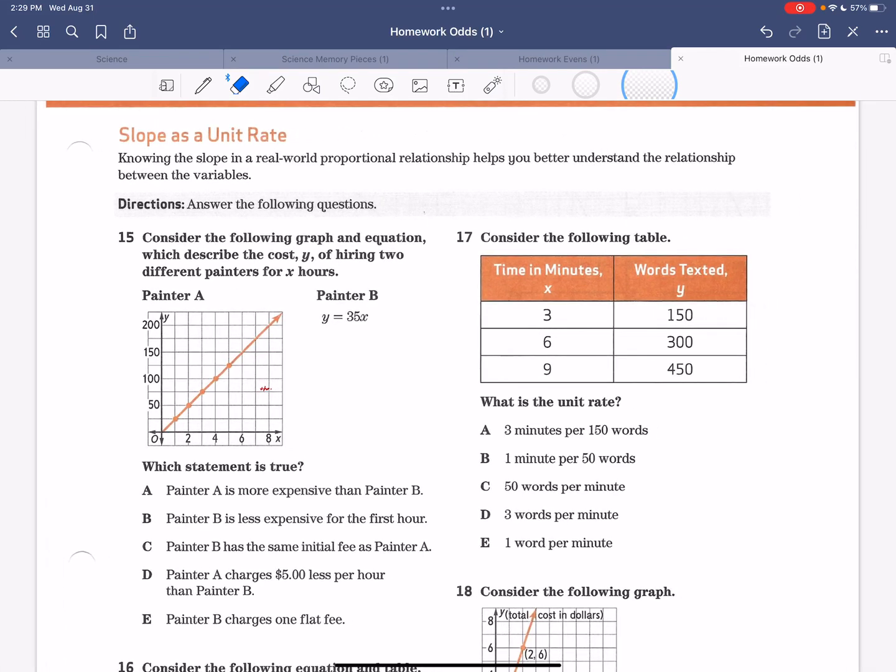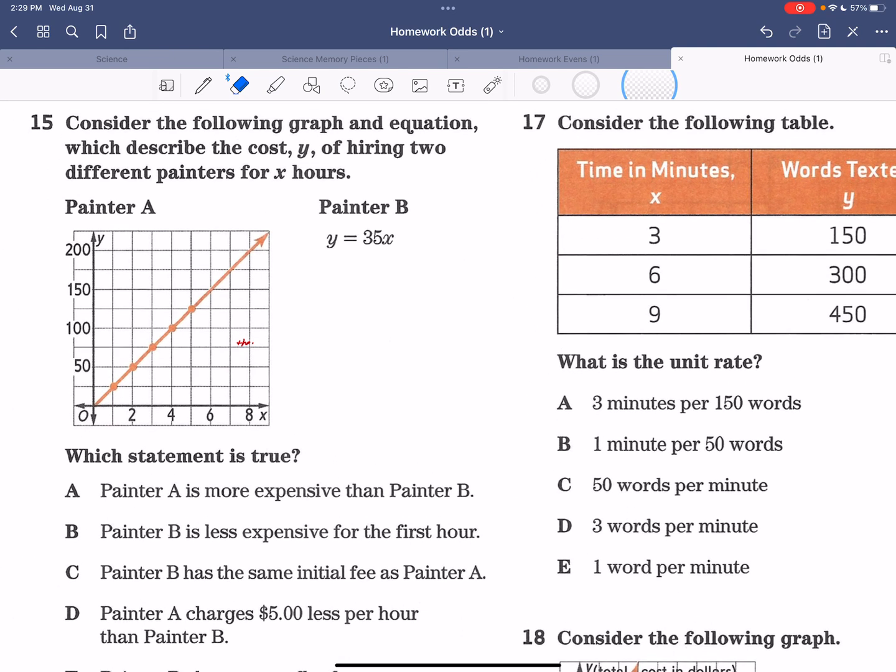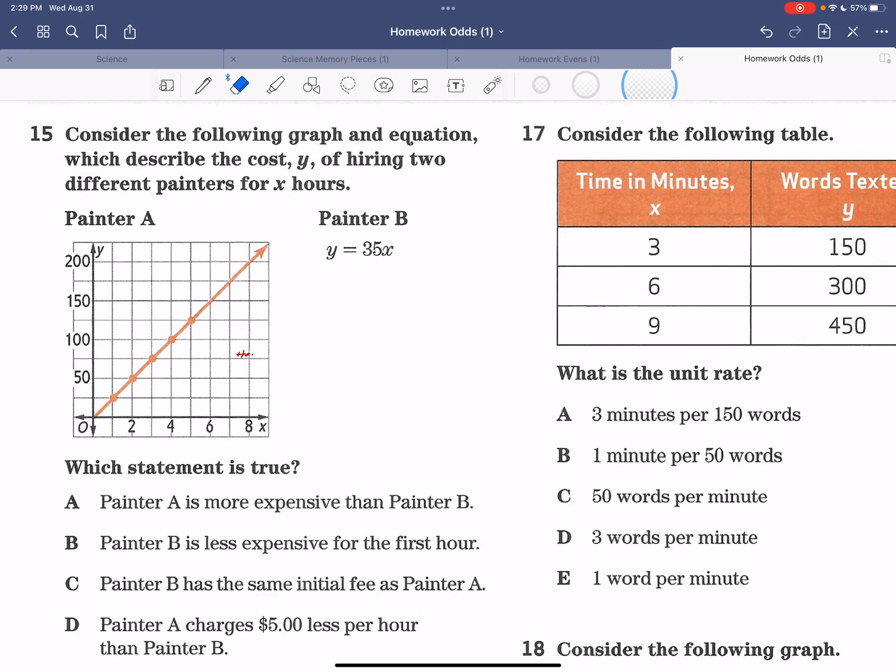I'm on page 77 in the exercise book, and we're looking at number 15. I like these problems because these are real-world applications of this skill, and I use this skill a lot in my everyday life. Number 15.